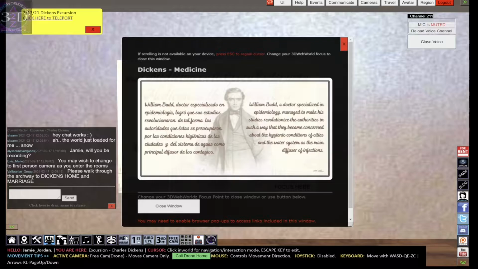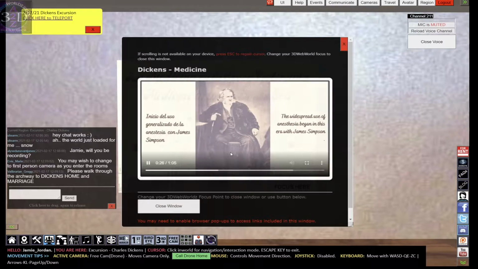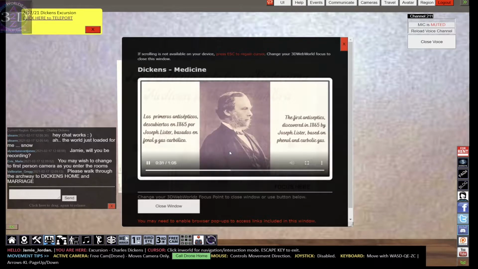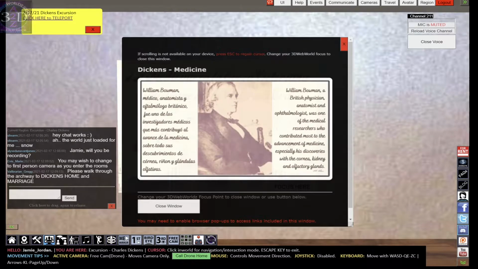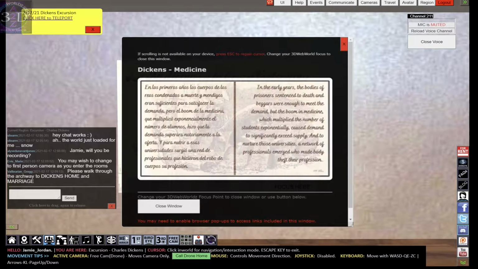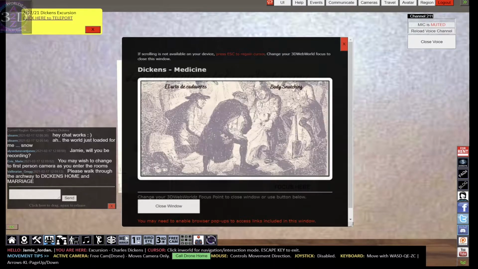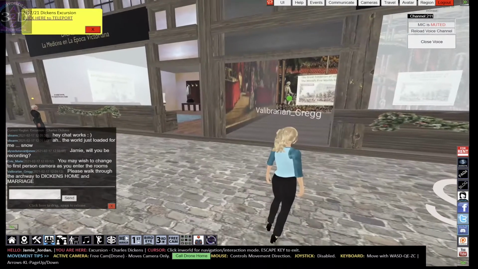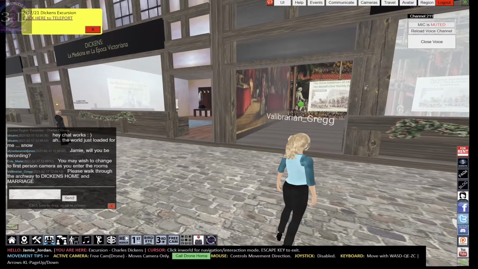And also the widespread use of anesthesia began during this era with James Simpson. P. here has shown in her research the first antiseptics that were being discovered in 1865. Joseph Lister found this based on phenol and carbolic gas. But this would be a great way for students to learn about what was going on with medicine during the Victorian times. And it's great to be able to read this historical literature and also see the scientific facts and have it all embedded in such an engaging way.